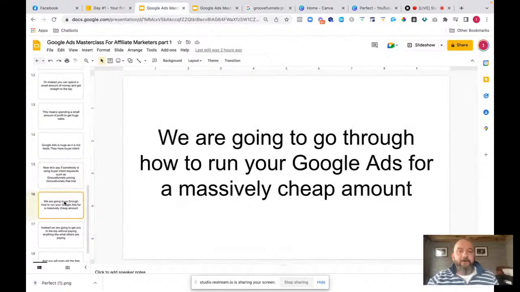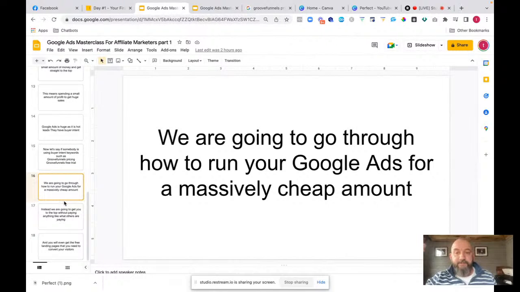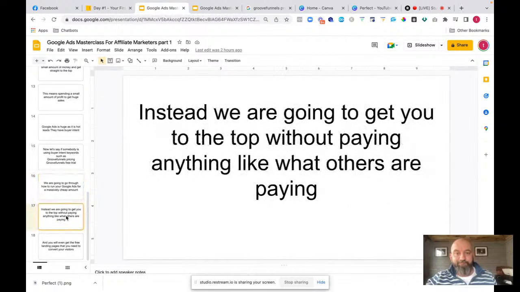So what I want to do is run through how to run Google Ads for a hugely cheap amount, the cheapest we can possibly get Google Ads. And that's all down to the way we're going to use the various parts of Groove and use what Groove has shown us that they want within their whole search. Instead, we're going to get the top without paying anything like what the others are paying. So we're not going to be paying these $10, $50, and all this sort of rubbish. We're going to be maxing out at about 50 cents, and that's if we've got a really bad keyword.